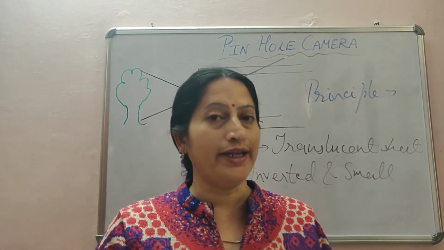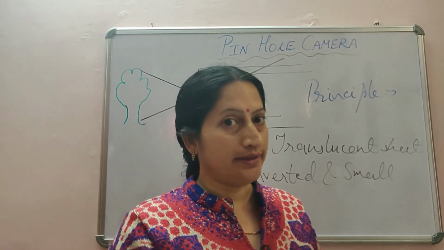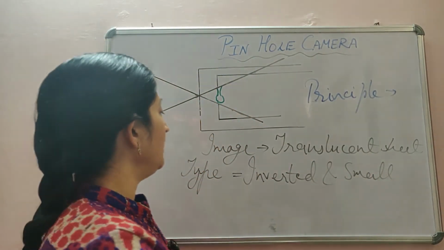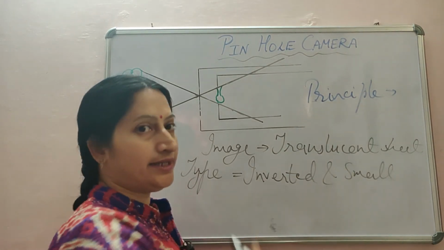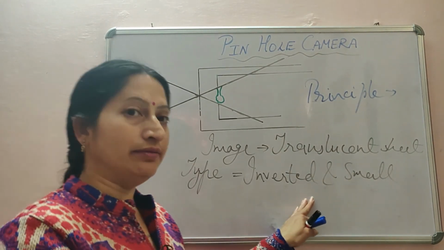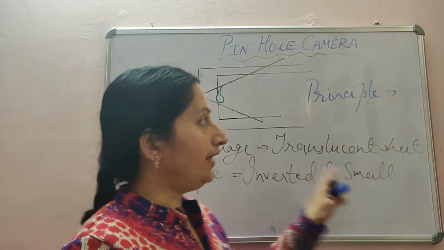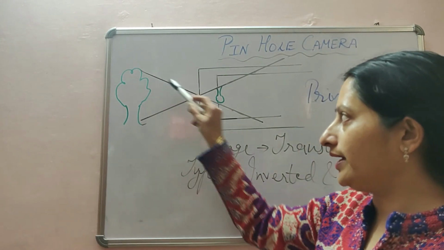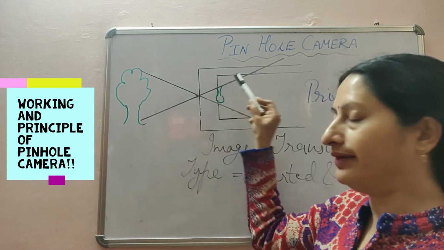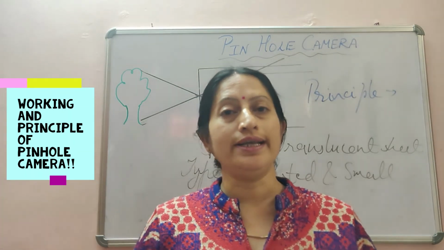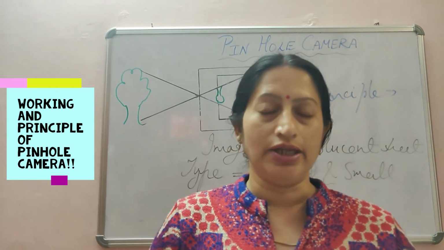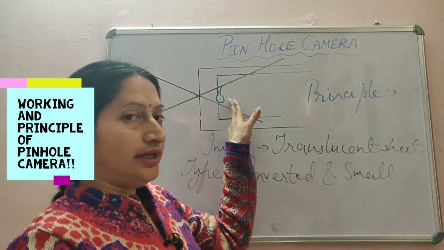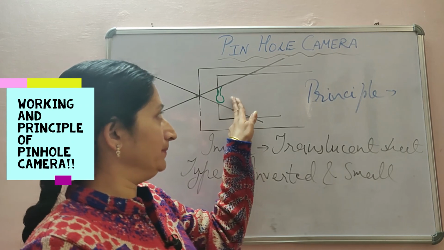Now let's know what type of image is formed in this pinhole camera. As you can see here, the image is formed on the translucent sheet and the type of image is inverted and small. Now why do we get an inverted and small image? That is because of the rectilinear propagation of light. As students, you can see the light always travels in a straight line. That is called rectilinear propagation of light. So the image which is formed is inverted inside the box on the butter paper.